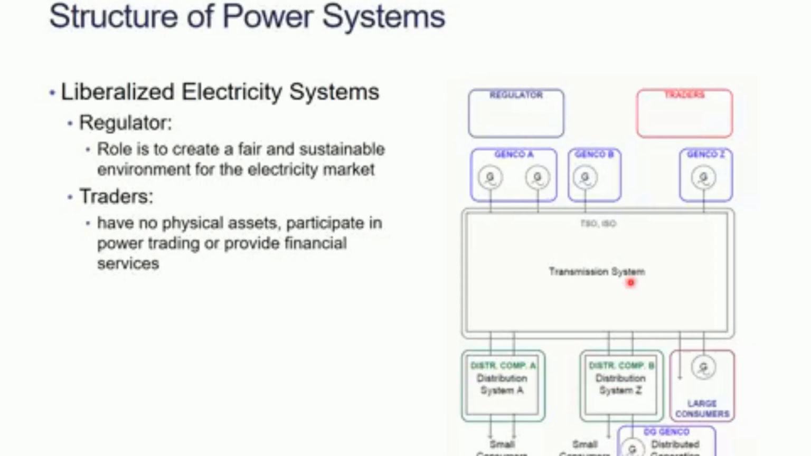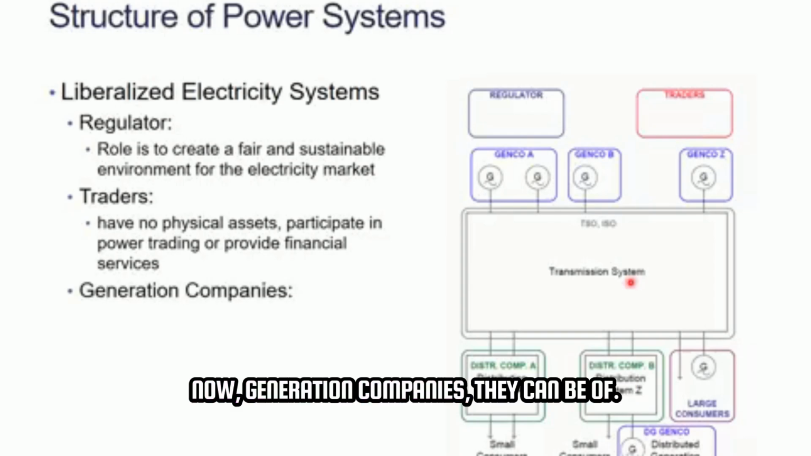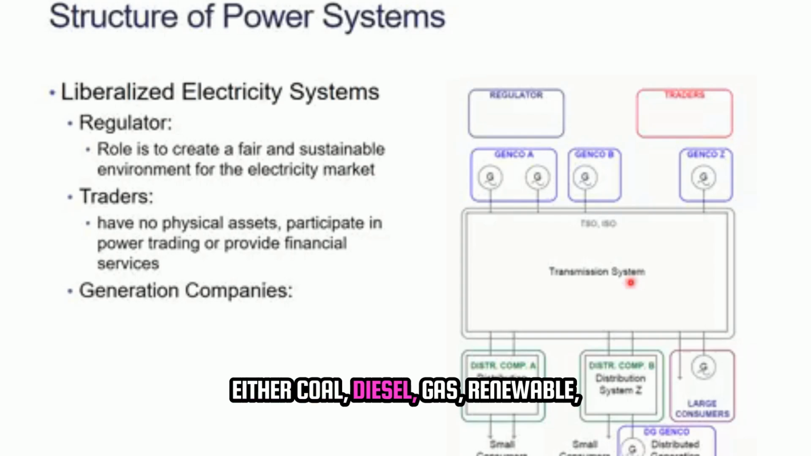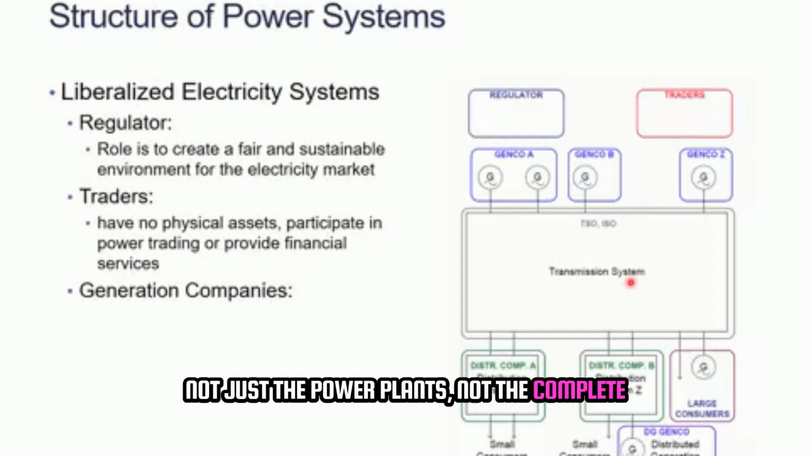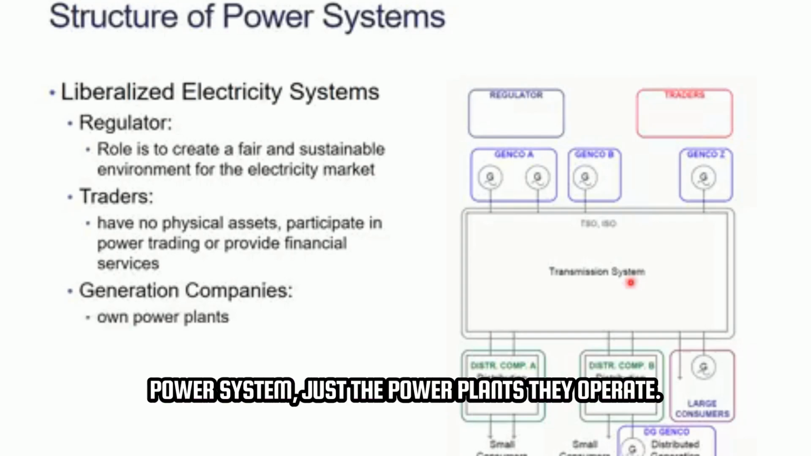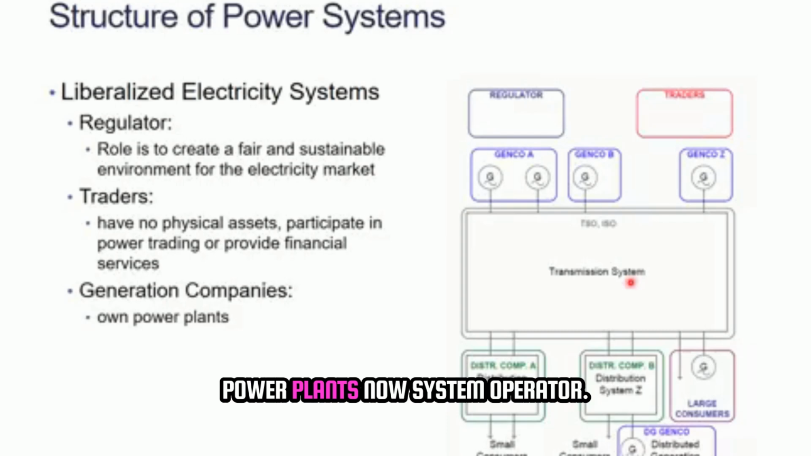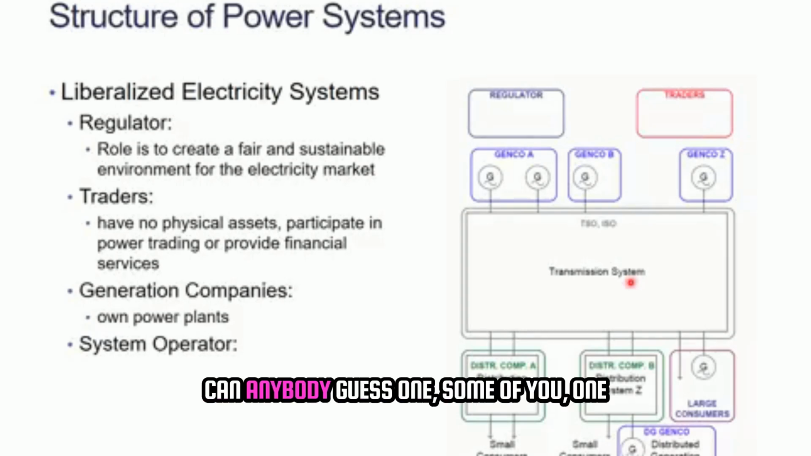Now generation companies. They can be of government. They own a power plant of any type, either coal, diesel, gas, renewable, hydro, nuclear, whatever it is. They own that generator type, and they operate the power plants, not the complete power system, just the power plants. So they own the power plants and they operate the power plants. Now, system operator. So let me ask, can anybody guess?